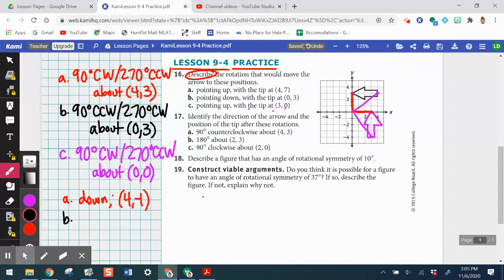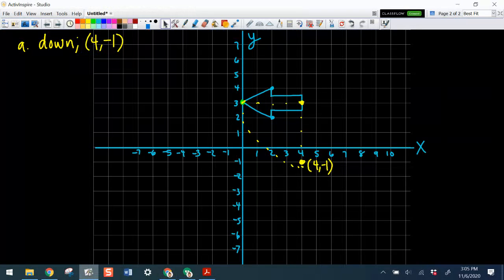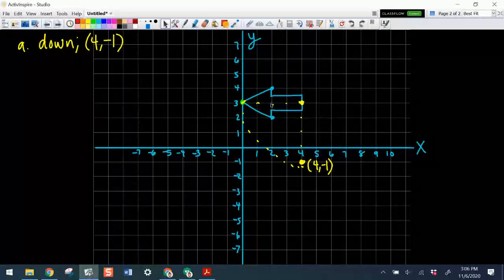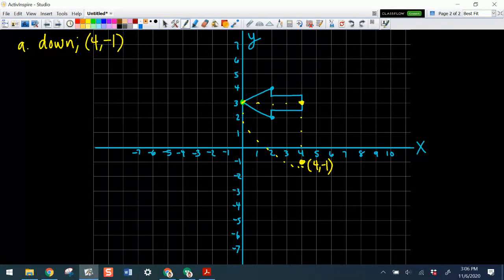B says we're going to rotate 180 degrees about the point 2, 3. So let's go back to our other screen and see what that looks like. We're going to rotate 180 degrees about the point 2, 3, which is located right here.